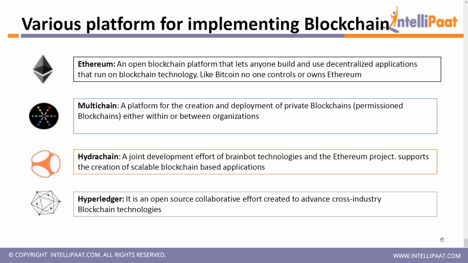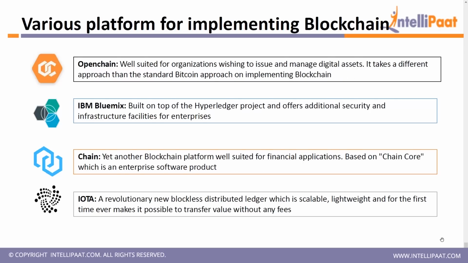Then comes Hyperledger. This is again becoming very famous in blockchain technologies. It is an open source collaborative effort created to advance cross-industry blockchain technologies. It is supported by Intel and the open source Linux Foundation. Then OpenChain. OpenChain is again a blockchain platform that is well suited for organizations wishing to issue and manage digital assets. It takes a different approach than the standard Bitcoin approach to implementing blockchain.